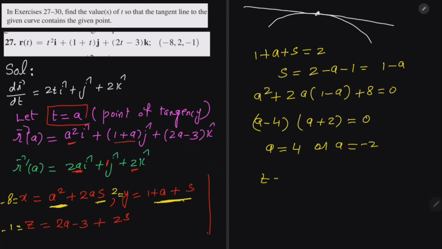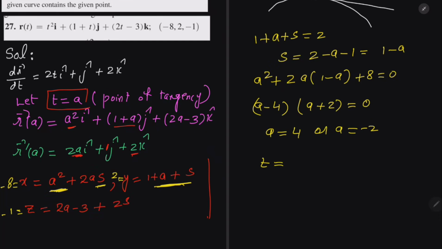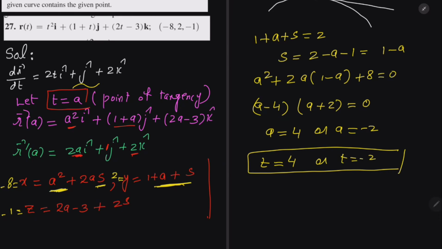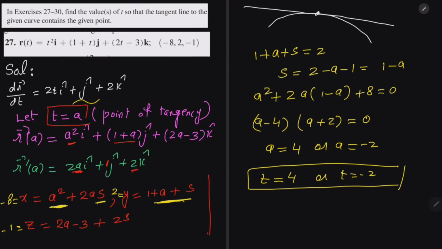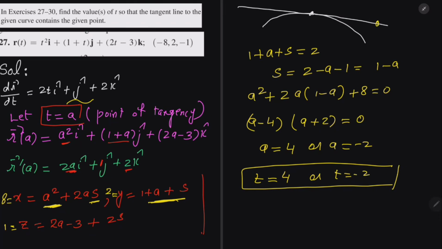So it means that t will be equal to, since we already put t as a, t will be equal to 4 or t will be equal to minus 2. These are the points of tangency, and another point lies somewhere over here or whatever that point is.